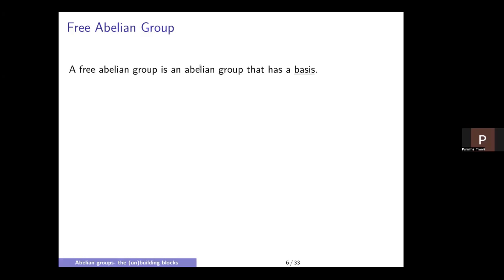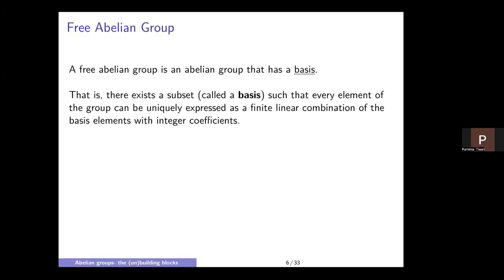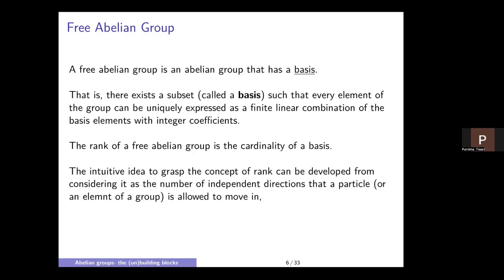Now, the free abelian group is an abelian group that has a basis. We might be familiar with linear algebra, right? So the concept of basis is analogous to that here too. There exists a subset called a basis, of the free abelian group itself, such that every element of the group can be uniquely expressed as a finite linear combination of the basis elements with integer coefficients. And the rank of a free abelian group is the cardinality of a basis.